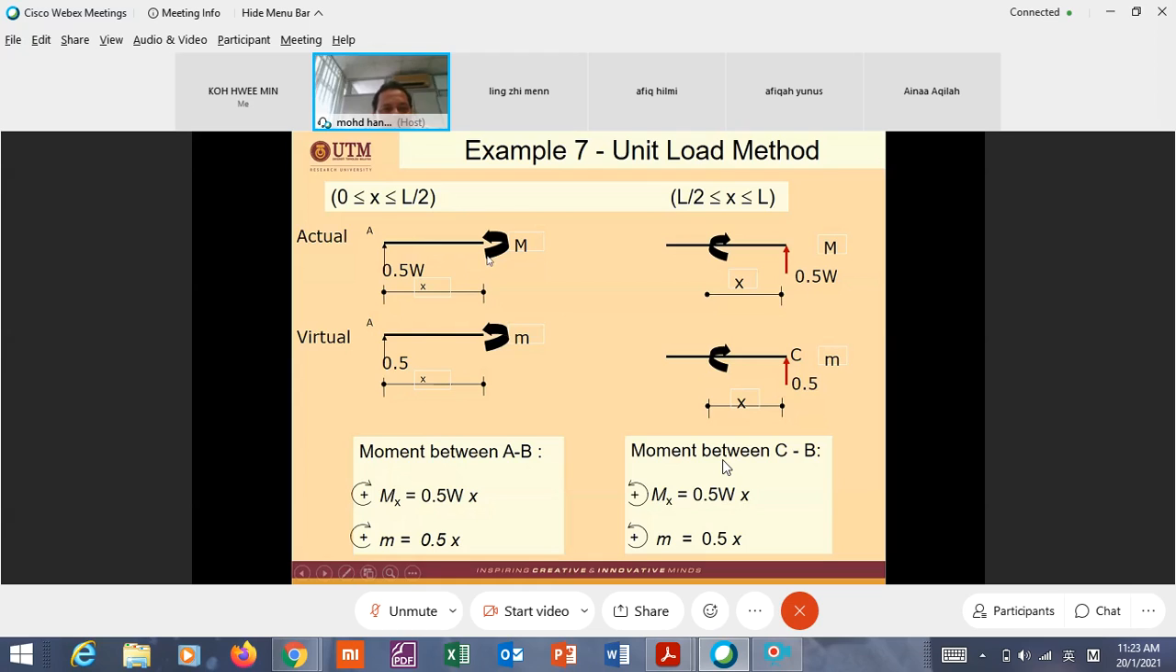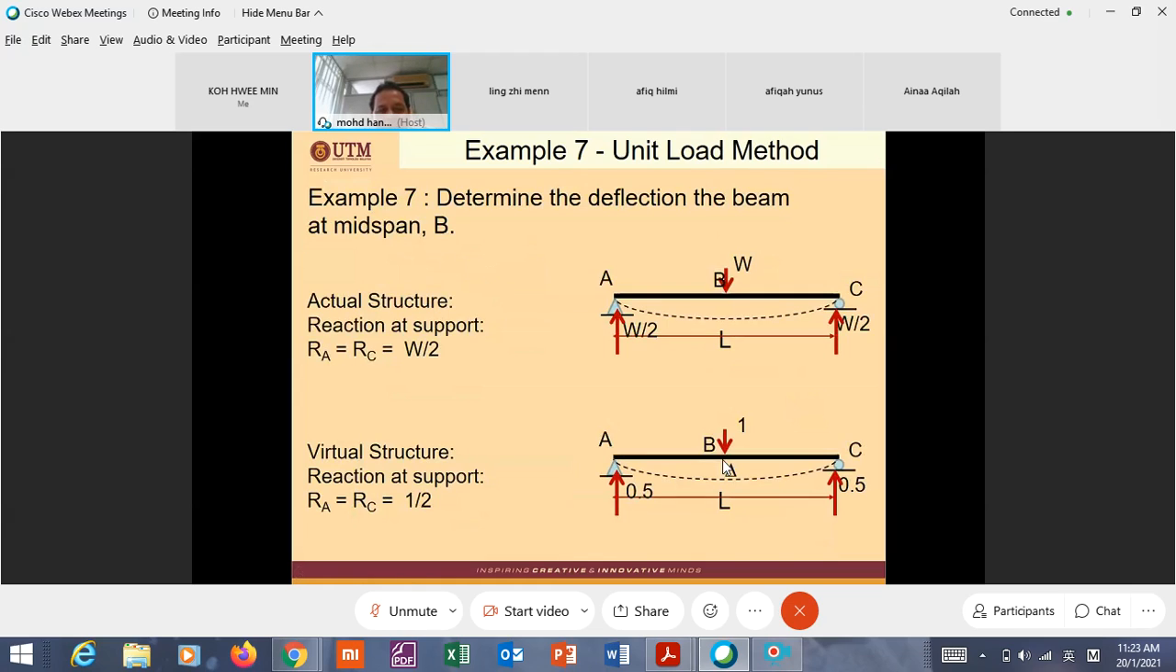Now, we just split into two elements, or two sub-elements, or two segments, AB and BC. Why do we have to split into two segments? Because the moment equation for AB is not similar to the moment equation for BC.